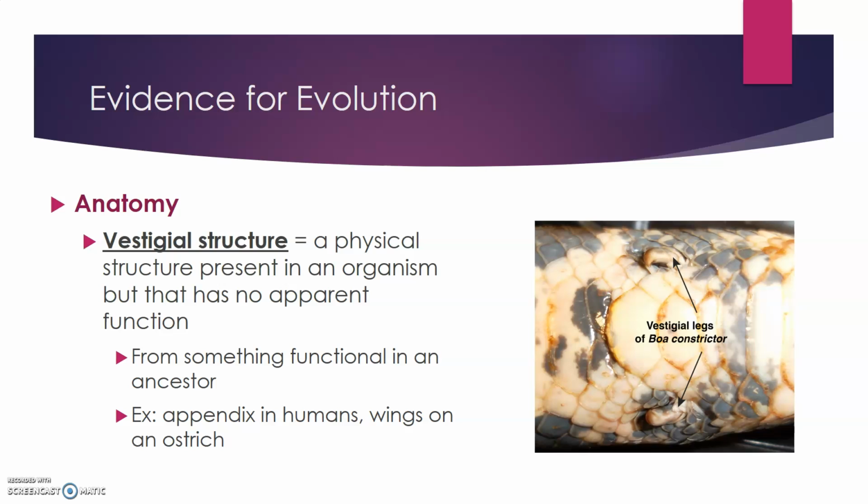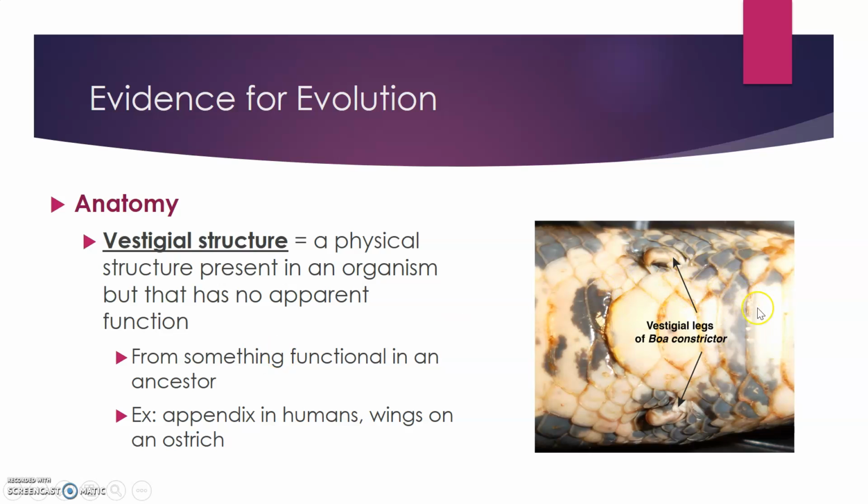And another anatomical structure that supports the idea that species have been changing over time is the idea of a vestigial structure. What a vestigial structure is, is just a physical structure that's present in an organism that has no real function. And the presence of these vestigial structures indicates that there was probably a function to this structure in an earlier ancestor that is no longer necessary in this organism.